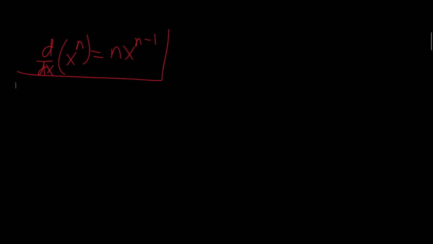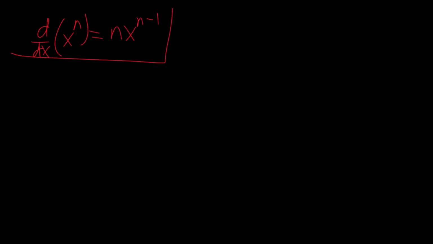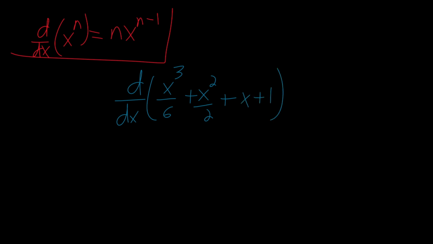So let me actually rewrite the power rule right here. d over dx of x to the n is equal to nx to the n minus 1. Okay, I'll put this in a little box up here. Let's say we want to differentiate, this is going to be a longer one, x to the third over 6 plus x squared over 2 plus x plus 1. Say you want to differentiate that.